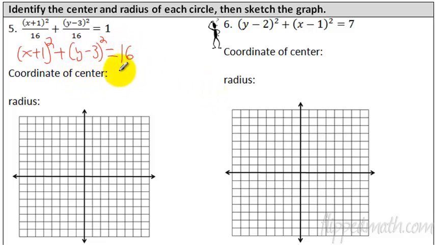So now what is the coordinate of the center point? Let's switch colors. Coordinate of the center is -1, 3. There's our center, and the radius is a 4. Not a 16, a 4. So then we go -1, 1, 2, 3. There's our center point, and the radius of 4. So 1, 2, 3, 4. Just count out 4, up, down, left, right, all those things. And then 1, 2, 3, 4.